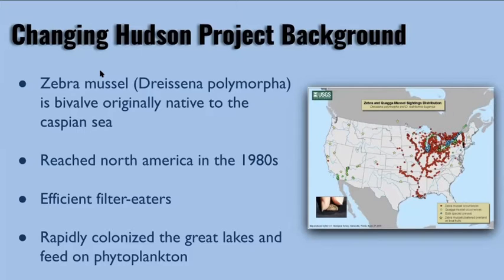Zebra mussels are filter eaters, meaning that they filter small organisms and organic particles out of the water at very high rates. This means that small edible material known as phytoplankton at the base of the aquatic food web are being filtered and strained out of the water at an alarming rate. These phytoplankton are what many native animals depend on for survival.